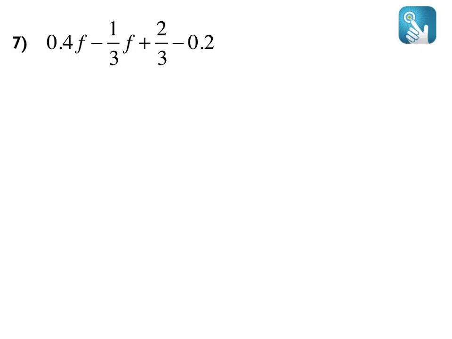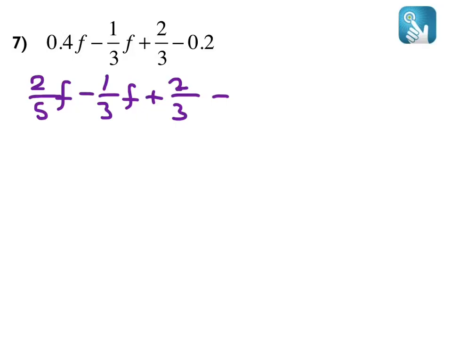What's 0.4 as a fraction? 4/10. Can we reduce that? What would that be? 2/5. Let's make it 2/5. Rewrite this with me. 2/5 f minus 1/3 f plus 2/3. These are all ready to go. And then minus, what's 0.2 as a fraction? 2/10, which is 1/5. Now from this point on, it looks like what we've been practicing, right?